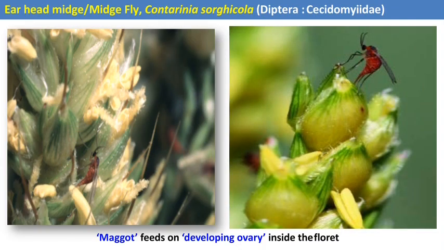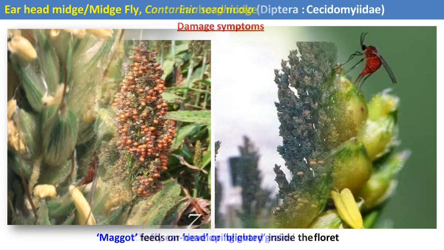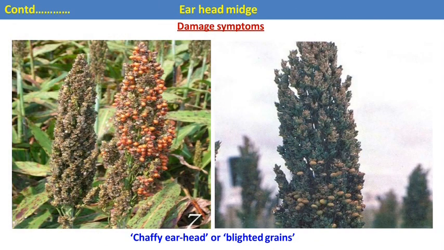This is the adult of the midge fly, which lays its eggs inside the spikelet, and the maggots feed on the developing ovary inside the florets. And these are the severe symptoms produced due to the feeding of the maggots, that is, empty earheads, and chaffy earheads or blighted grains also occur.